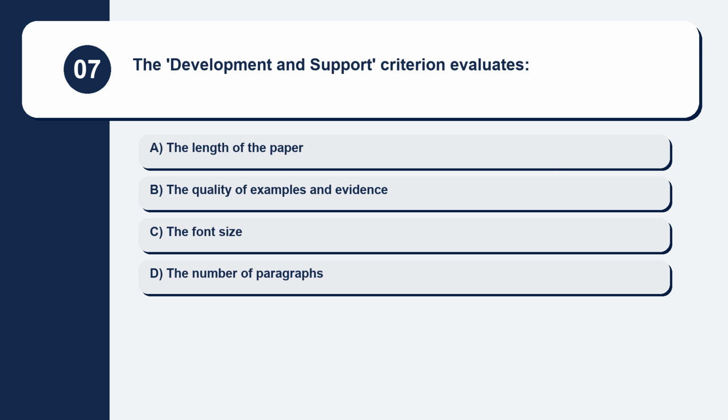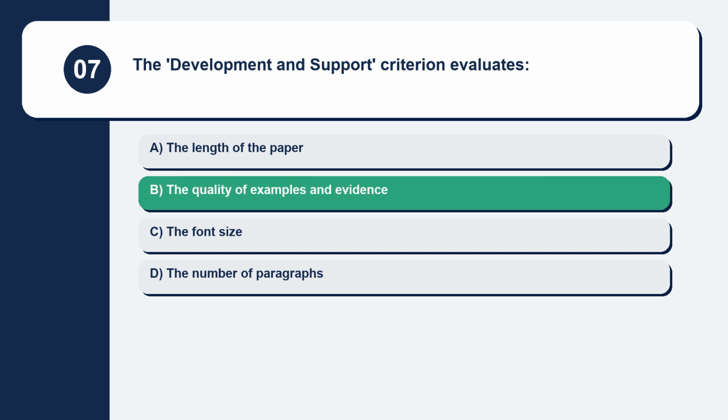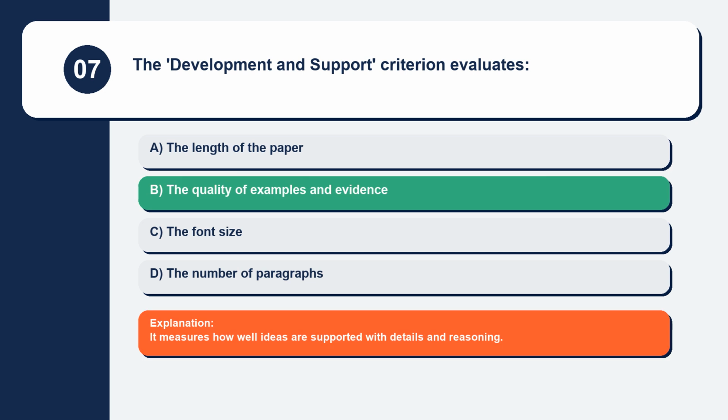Question 7. The development and support criterion evaluates the length of the paper, the quality of examples and evidence, the font size, the number of paragraphs. It measures how well ideas are supported with details and reasoning.